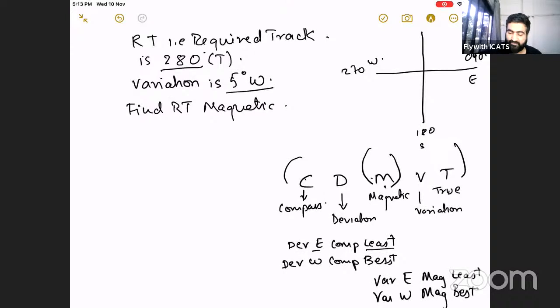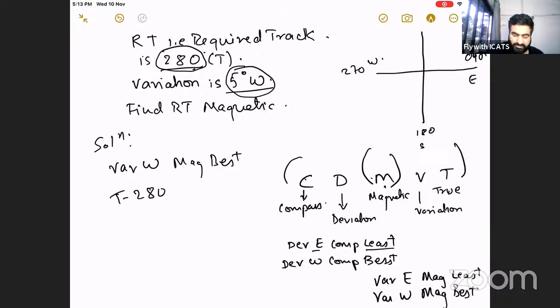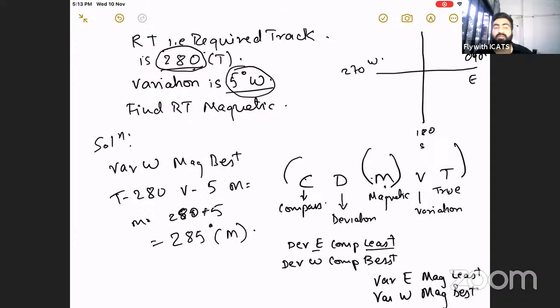So variation west, magnetic best. It means magnetic direction value will be more than 280. By how much? By the value of variation. It's simple. The solution would be variation west, magnetic best. True is 280. Variation is 5. So your magnetic would be 280 plus 5 is equal to 285 degrees. So now you can easily follow a compass direction of 285 to stay on a required track of 280. This is how we can navigate at the most basic level without any sophisticated instruments.